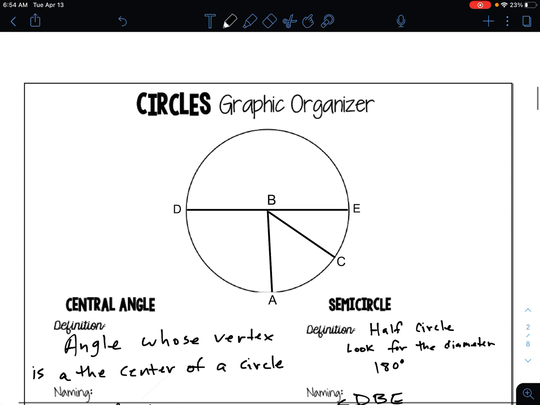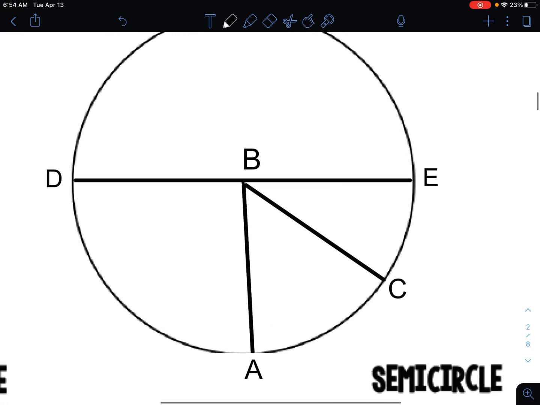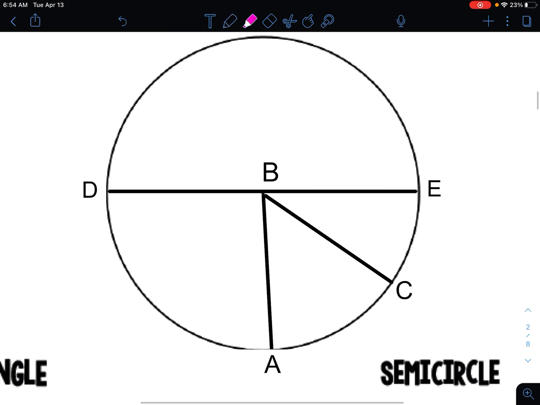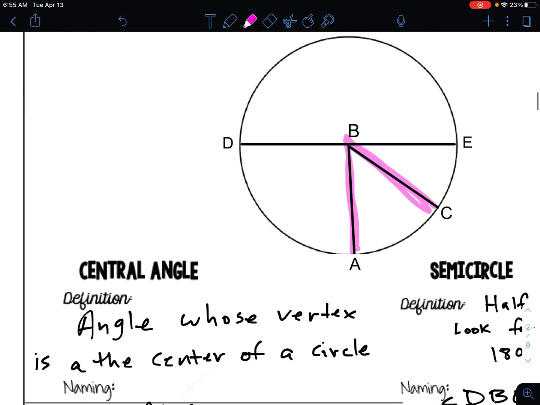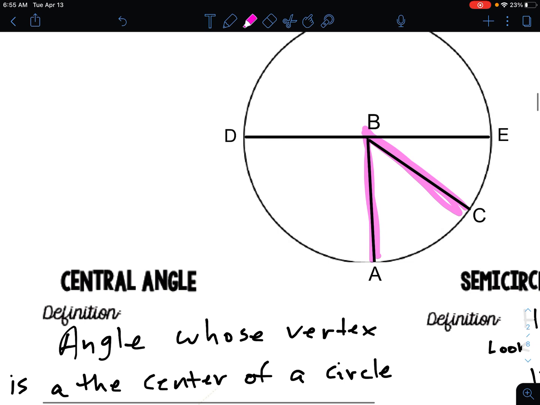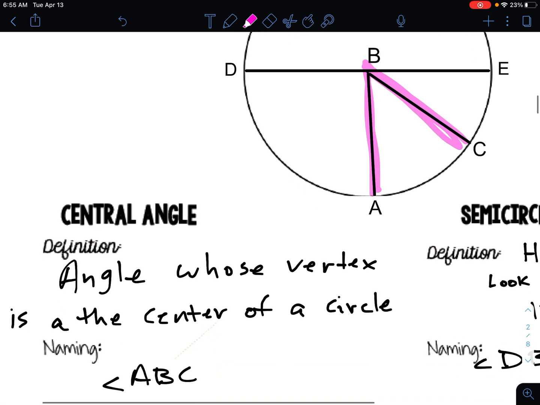We need to take a look at our circles. We need to talk about some things. We have a thing called a central angle. The central angle would be something like this, where it's an angle inside a circle where the vertex is at the center of the circle. And naming that angle is just like naming any other angle: 3 letters, vertex goes in the middle. So this would be like ABC or CBA.